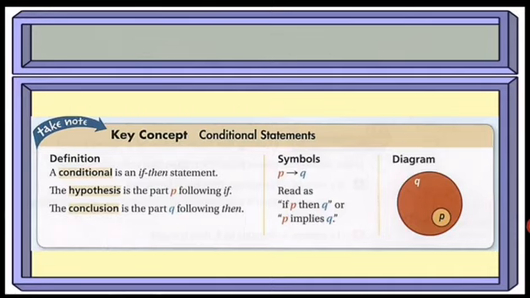For symbols, as you can see here, we use the letters P and Q, which is read as "if P, then Q," or "P implies Q." For the diagram, the smaller circle, or the hypothesis using the letter P, is inside the conclusion, the letter Q, or the bigger circle.